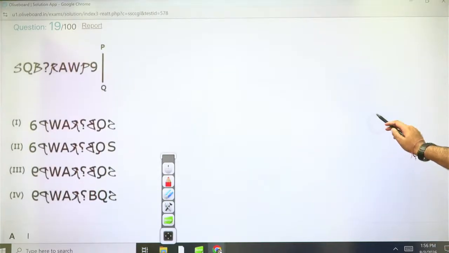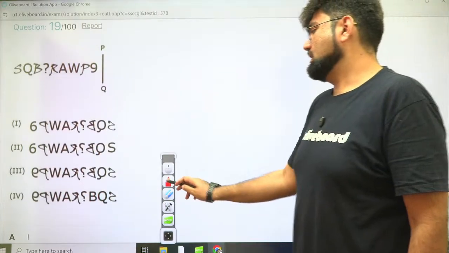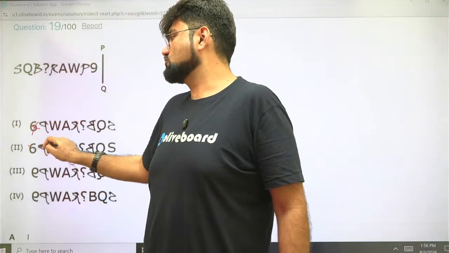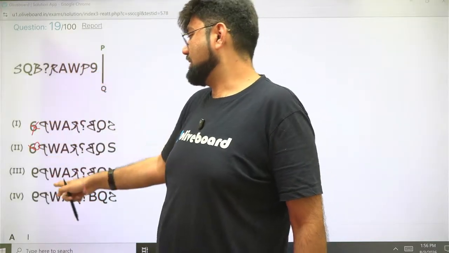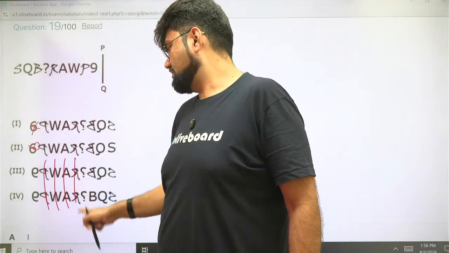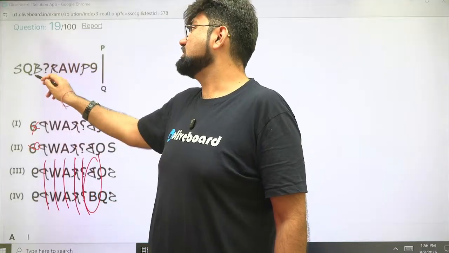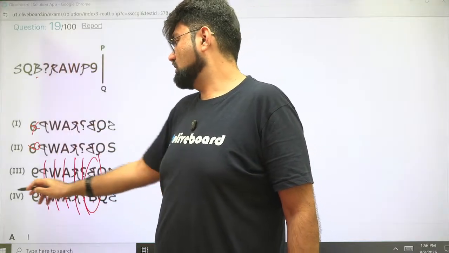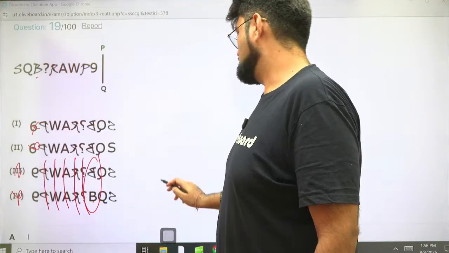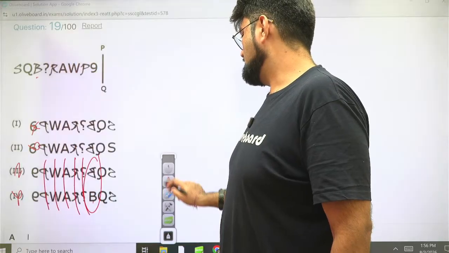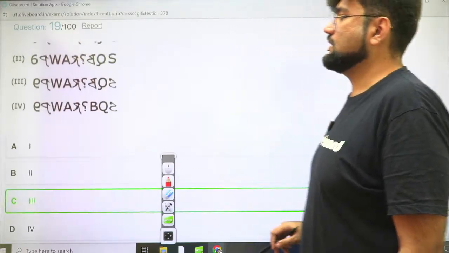Mirror image here, if we see, the first flip is 9. 9 cannot become 6, so first 2 options are gone. Next, same. For B, if we see, B is not straight B here. So figure 3 is the correct answer. Option figure 3 implies option C.